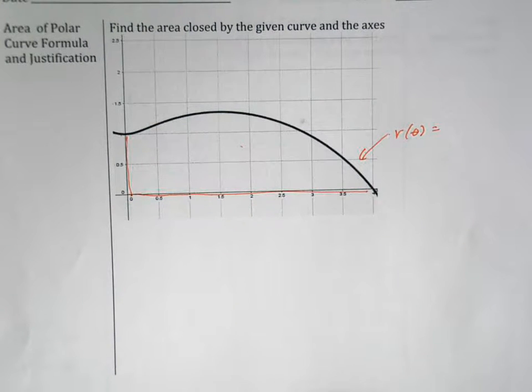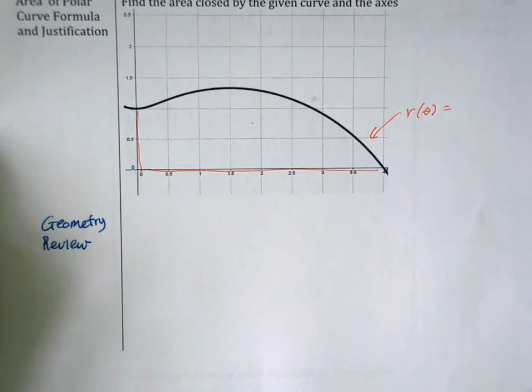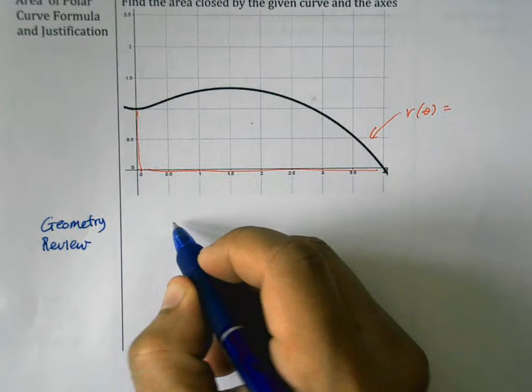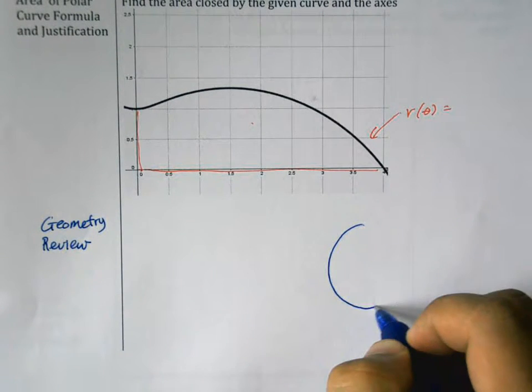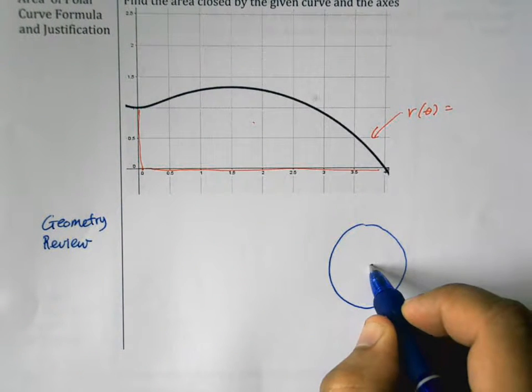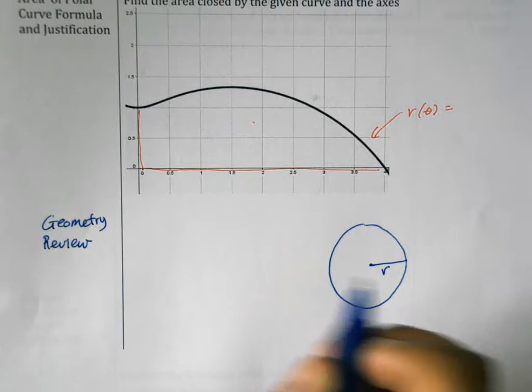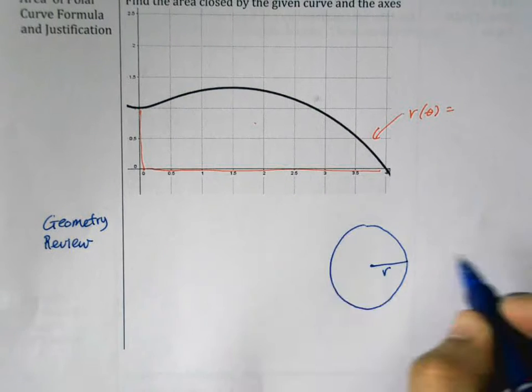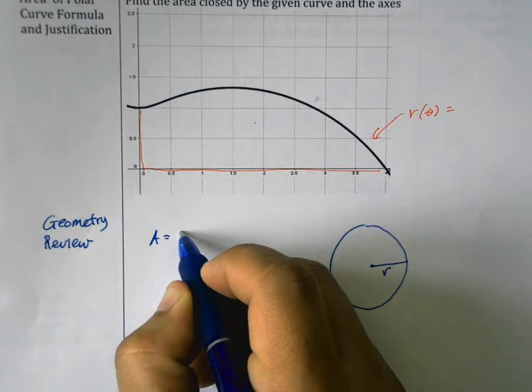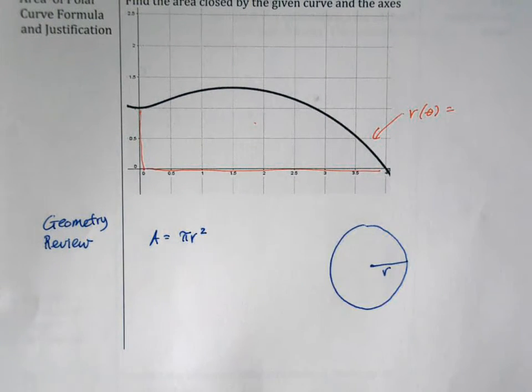Now, before we can get into this, let's review a little bit of geometry, and then I will show you how the geometry relates to our calculus problem. So we know that if you were given a circle, with the length here being the radius, r, then the area of a circle is pi r squared.